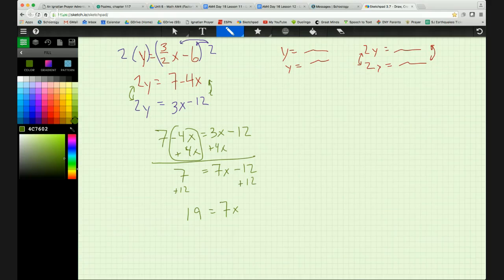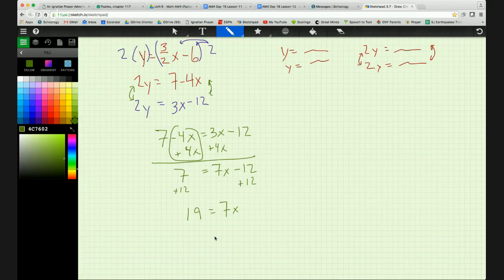I'm just going to quickly check and make sure that I copied the right problem over, because this is heading towards a fraction answer, which is fine. So I have y is 3 halves x minus 6 and 2y equals 7 minus 4x. Yep, I sure did. So we got 2y equals 3x minus 12. We had 7 minus 4x equals 3x minus 12. We had 4x, we had 7 equals 7x minus 12. Yep, okay, it's looking good. So we've done everything right.